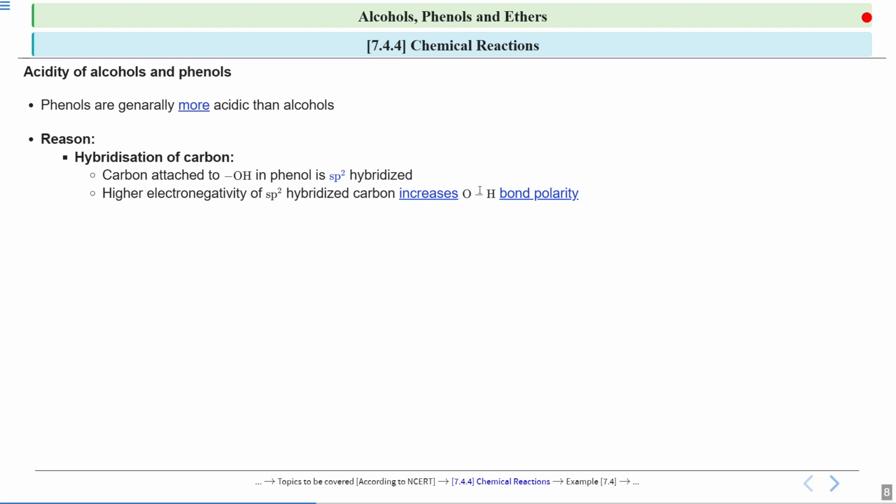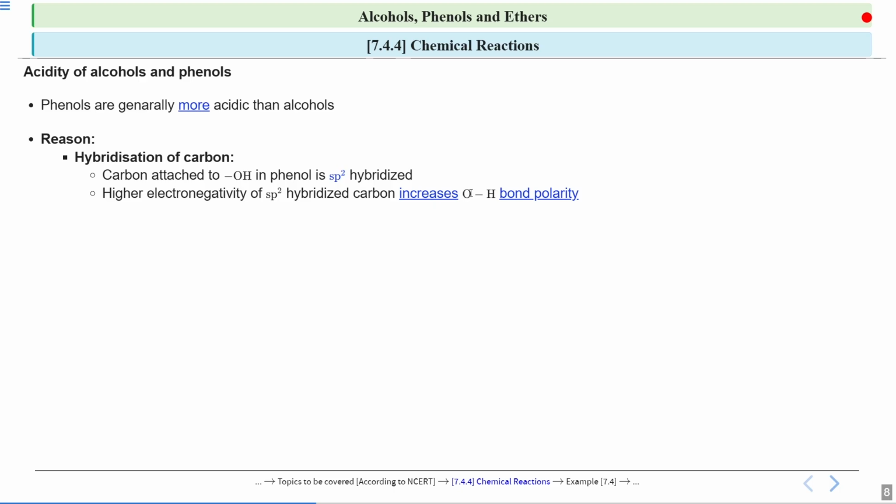So here, because the carbon to which the OH group is attached in case of phenol is sp2 hybridized, that carbon is more electronegative. So it is withdrawing the electron density from this oxygen. So what will happen?